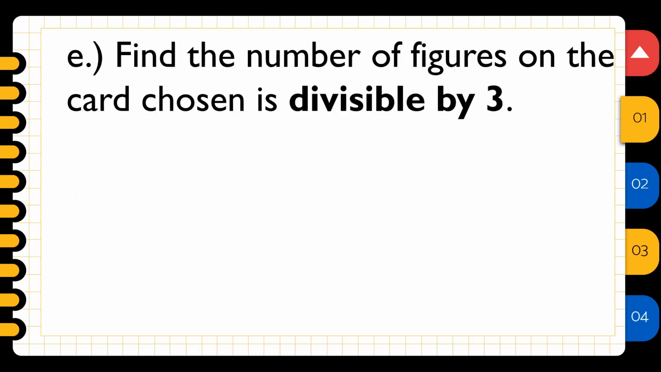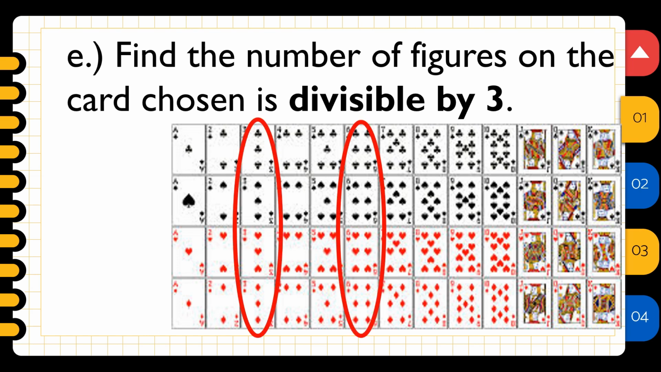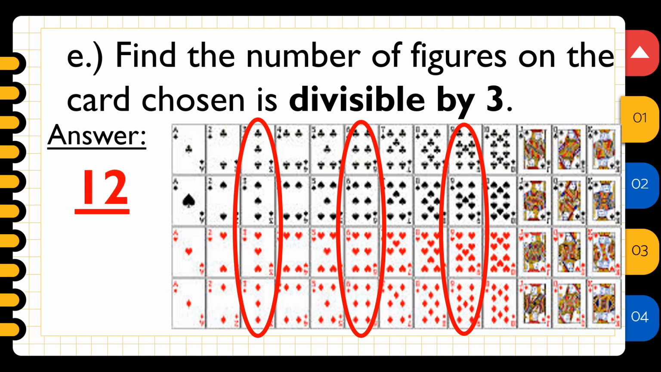Okay? Okay, letter E. Find the number of figures on the card that is divisible by 3. In our cards, the numbers divisible by 3 are 3, 6, and 9. There are 4 different cards for each. So we have 4 plus 4 plus 4 equals 12. So that means there are 12 figures in the playing cards that are divisible by 3.